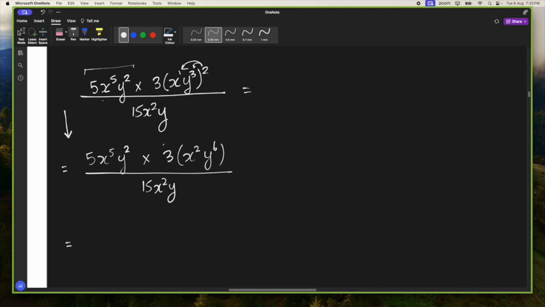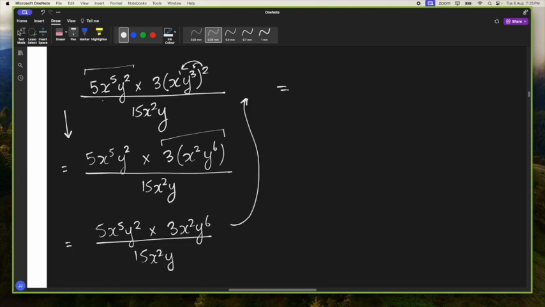And now I will multiply this 3 by what's in the brackets. And so I'll get 5x to the 5y squared multiplied by 3x squared y to the 6. It's just a matter of taking out the brackets. That is all. Divided by 15x squared y. So now I could look at this, and it's all multiply. So I know when I'm multiplying, I add my indices, right?